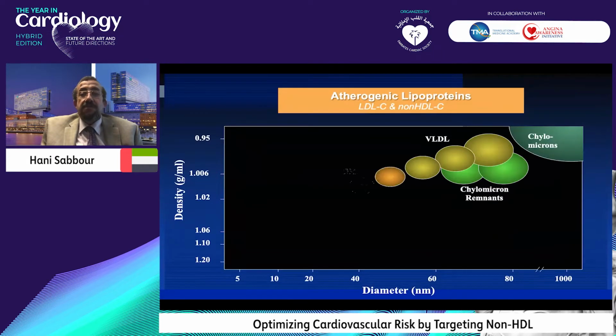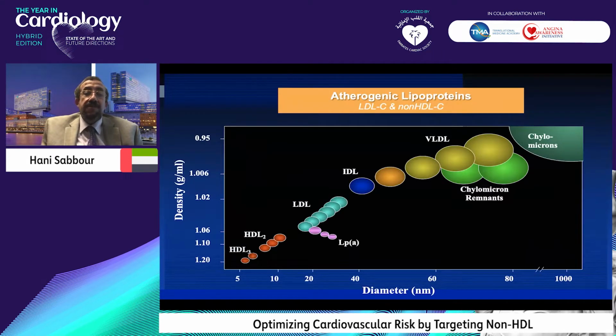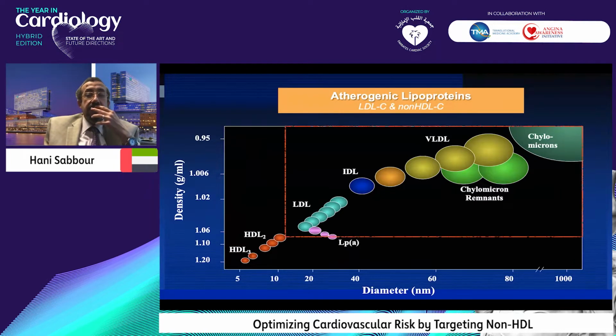So atherogenic lipoproteins start from chylomicrons to chylomicron remnants to VLDL, IDL, and LDL. All of these contain the non-HDLC. Only the HDL is excluded. As you know, HDL is supposedly protective. It contains ApoB and LDL particles.